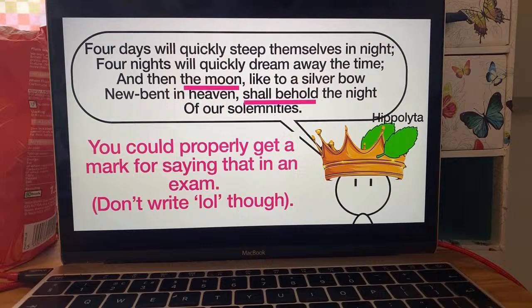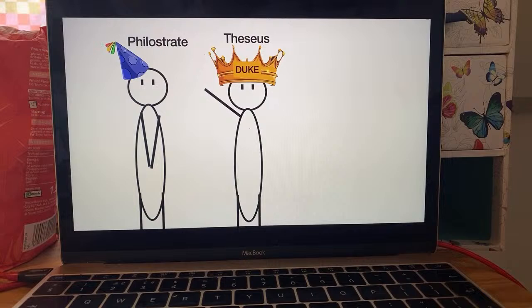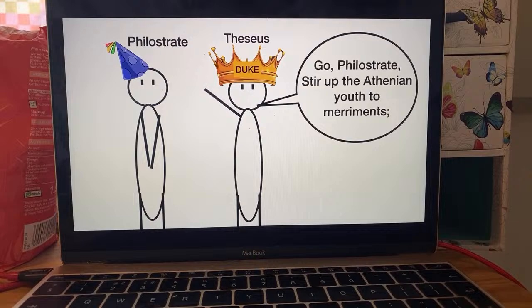Don't write "lol", though. Okay, so then Theseus turns to this poor guy, Philostrate, who hasn't said a word yet, and says, "Go, Philostrate, stir up the Athenian youth to merriment." So I'm feeling really happy, I want to have a party. Go and get all the young people of Athens to also be merry. And Philostrate, bless him, just kind of skulks off to do that.